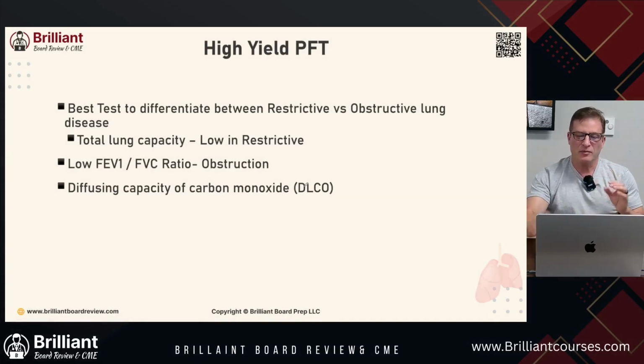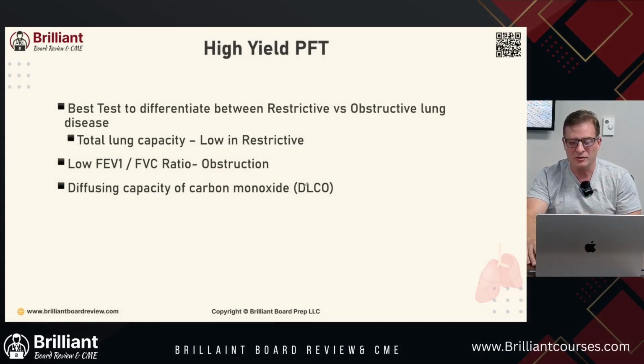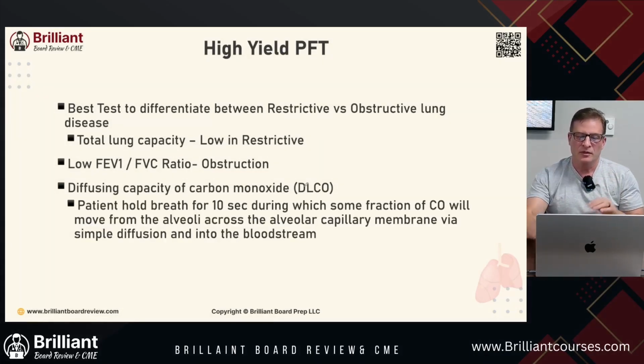Diffusion capacity: remember, that's how much carbon monoxide, CO. I said CO2, that's a mistake. CO, carbon monoxide, and we're measuring the diffusion capacity of carbon monoxide. Remember, it's just small amounts. We're not trying to kill patients in the pulmonary lab. The patient holds their breath for 10 seconds, during which a fraction of carbon monoxide will be removed across the alveolar-capillary membrane via simple diffusion into the bloodstream, and it measures that amount.